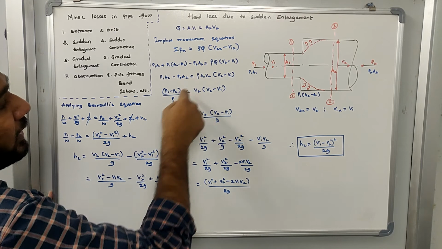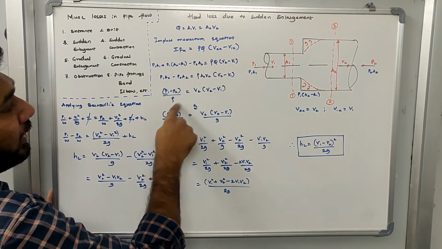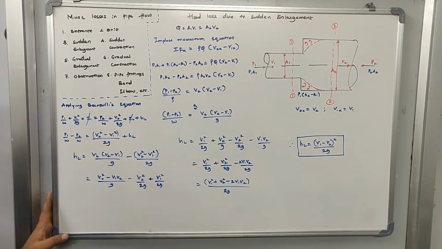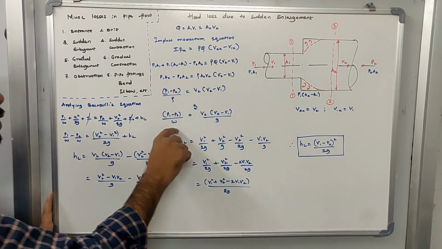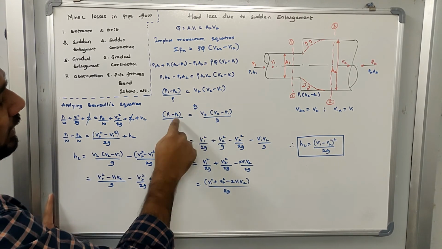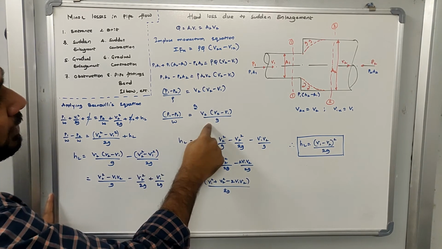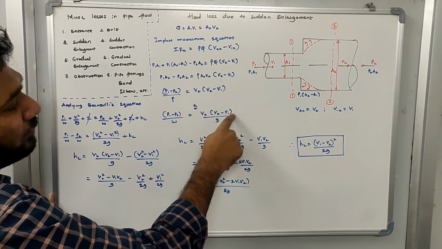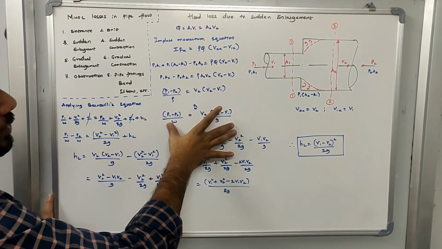We are taking the rho to this side. P1 minus P2 by rho is equal to V2 into bracket V2 minus V1. Now let me divide G on both sides, left hand side and right hand side. It will become P1 minus P2 by W, since rho into G is nothing but your W, equal to V2 into bracket V2 minus V1 divided by G. So this is your equation.